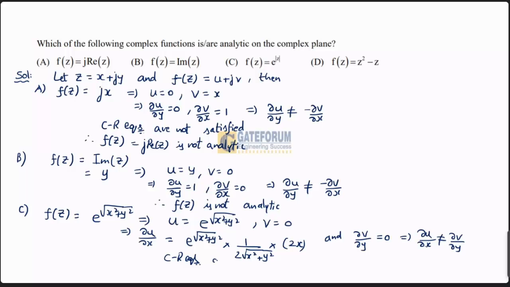CR equations are not satisfied. This implies f of z is equal to e power mod z is not analytic. And f of z is equal to option D. F of z is equal to z square minus z.